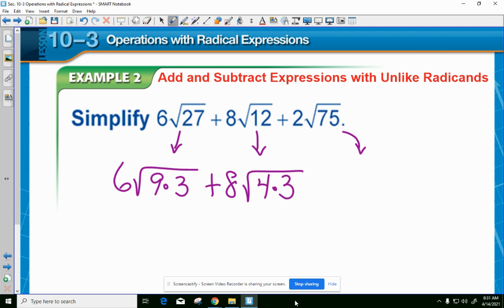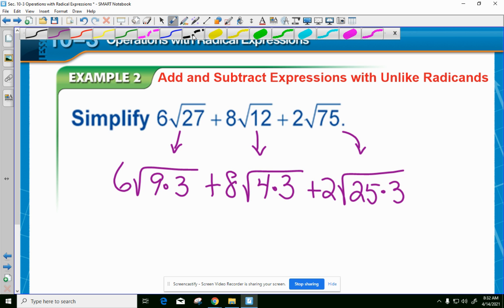How's about the last one? Can you find me a perfect square inside of 75? 25 and 3. Very good. So I get 2 times the square root of 25 times 3. Okay. Now, here's something we have not seen yet.